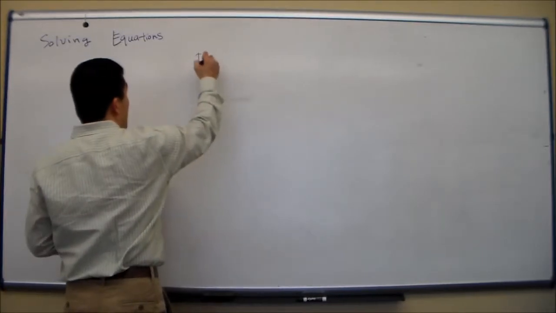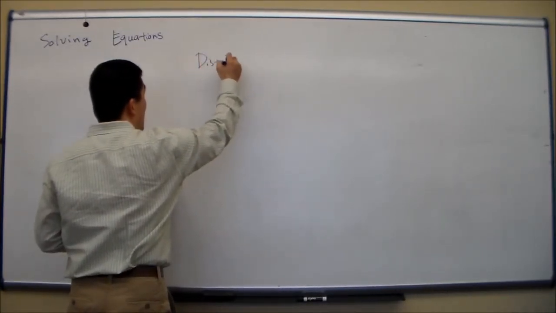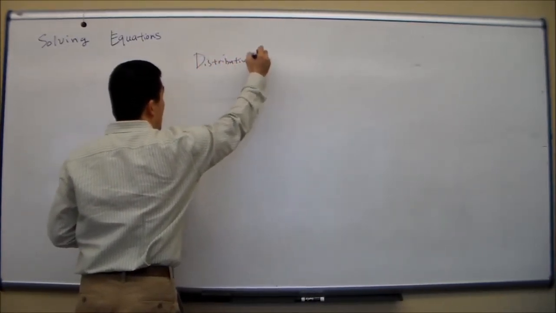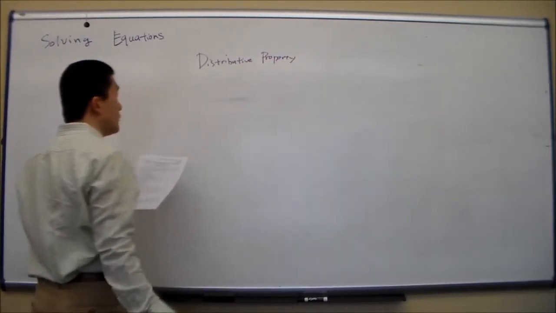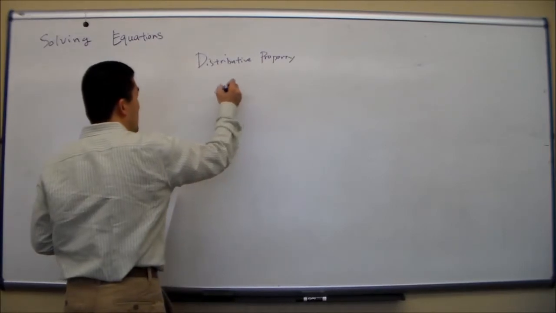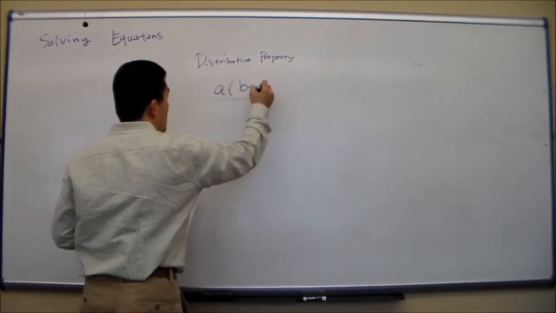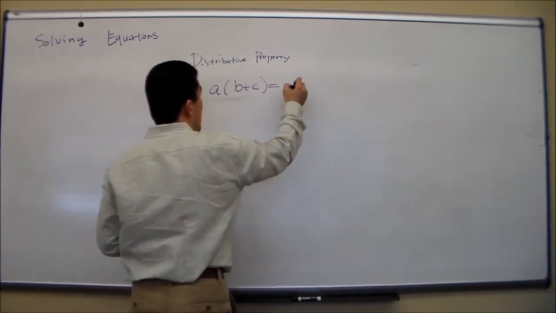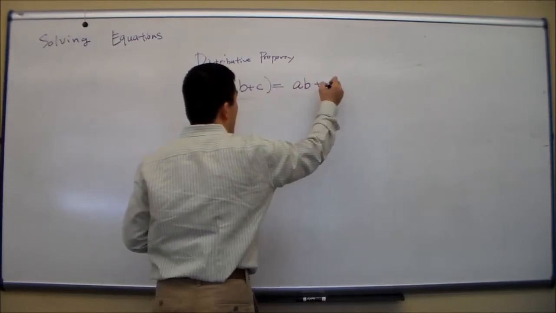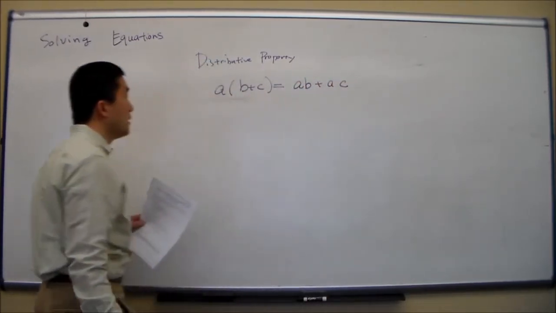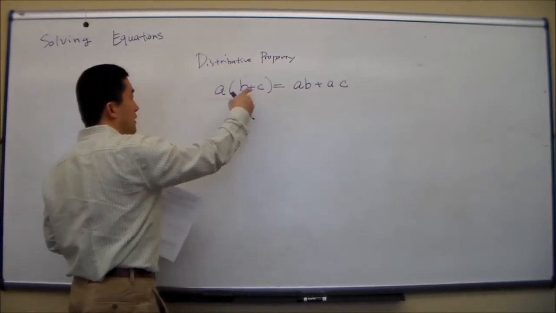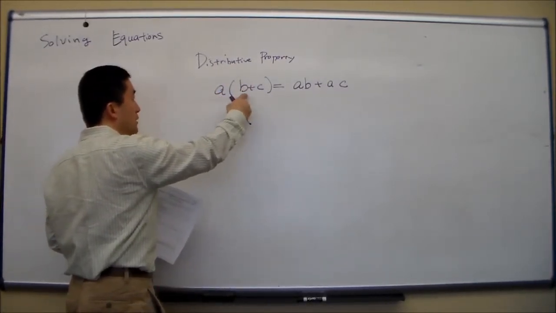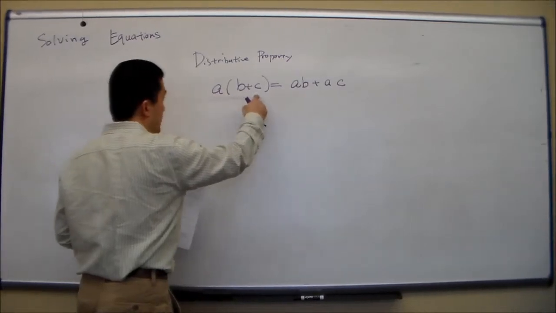The distributive property says something like this. The form is this. So this means whatever the A is, whatever the B and C are, the A gets multiplied with the B, A gets multiplied by C.